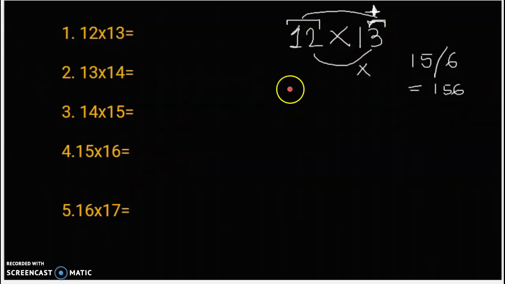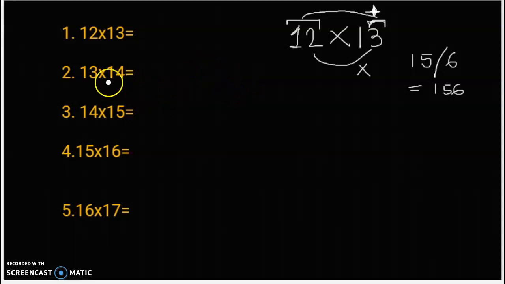Method, I hope it is clear to you. First you add the first digit with the units place of second digit. So 12 plus 3, that gives you 15. Then slash. Then multiply the units place of both the digits. 2 times 3, that gives you 6. The final answer is 156.